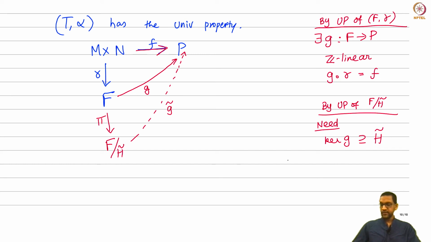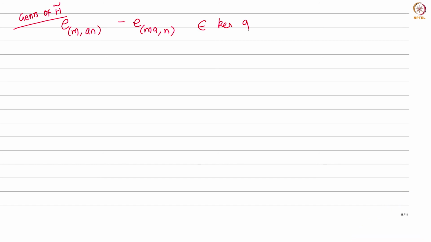So let's pick various generators. I will just check it on the third kind of generator, the new one that we are dealing with. The other two verifications are like before. What's one of them? (m, an) minus (ma, n). I am trying to write out the generators of H tilde, and this is one kind of generator. Now I need to check that this belongs to the kernel of G. Is this true or not? Let's apply G to this.